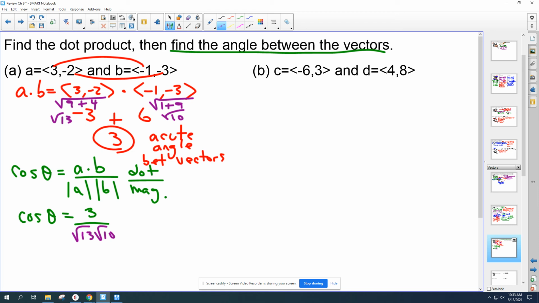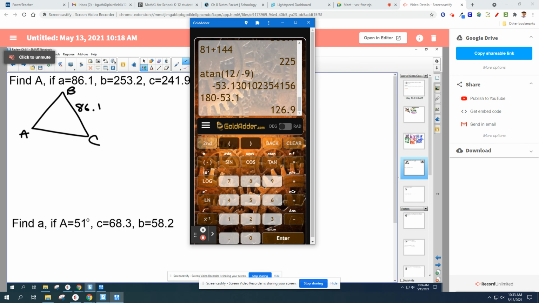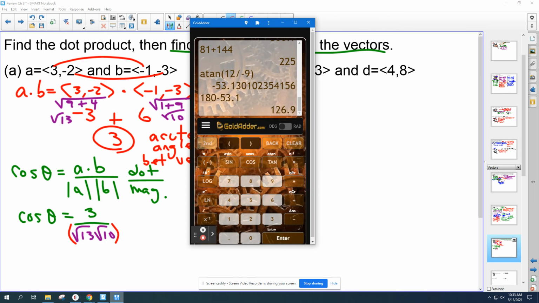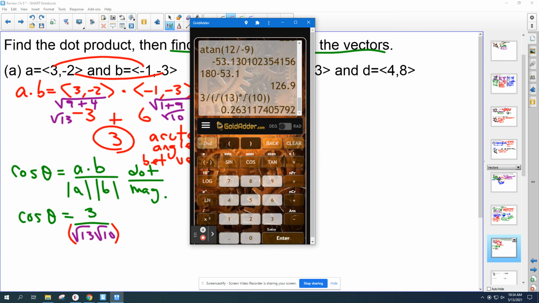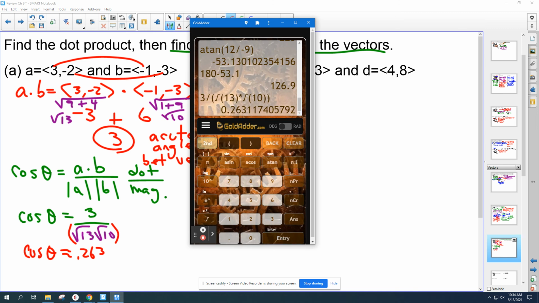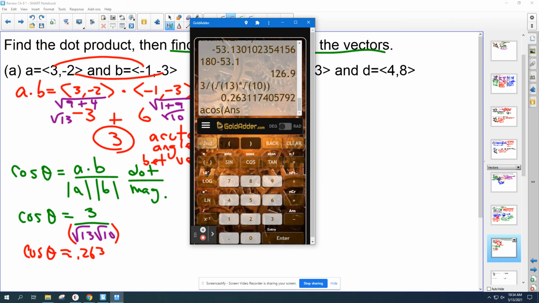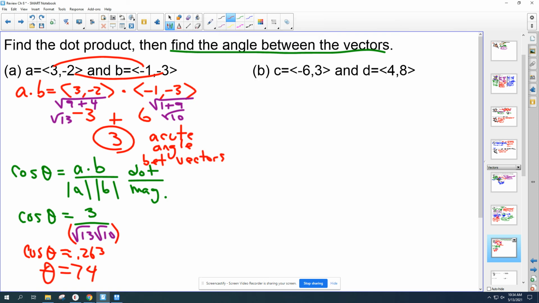Okay. Might be difficult for you to type this in your calculator, so I would recommend putting that in parentheses. 3 over parentheses, square root of 13, close them, times square root of 10, close them, and close that bottom. Gives me that number, 0.26, so cosine theta equals that 0.26 number. So we do an inverse cosine. Theta equals 74.7 degrees. Okay, remember when we said it was going to be an acute angle? There we go.